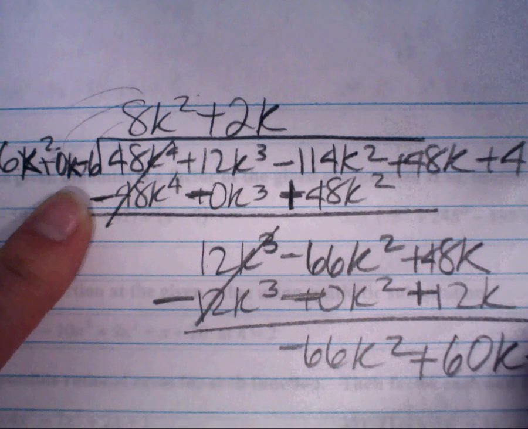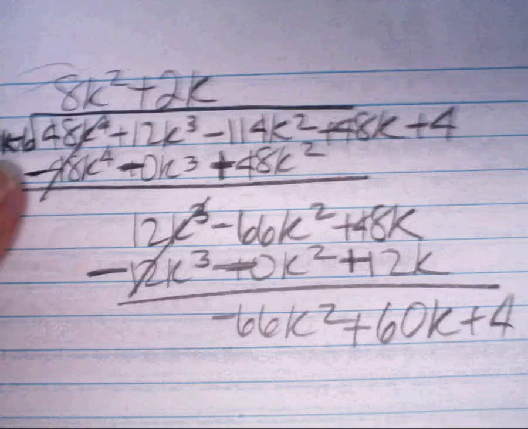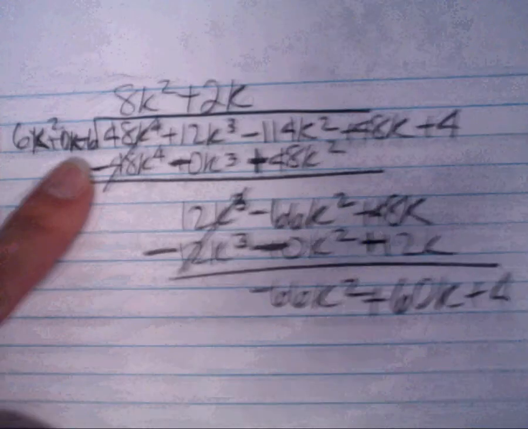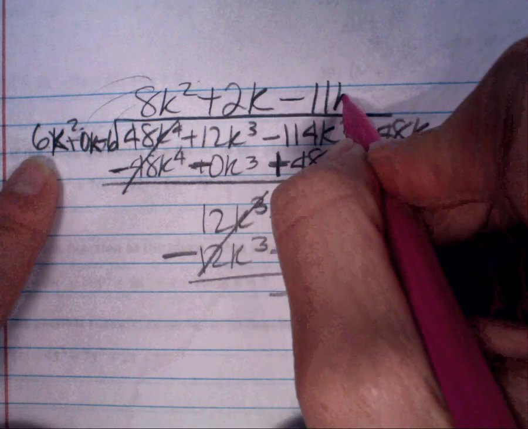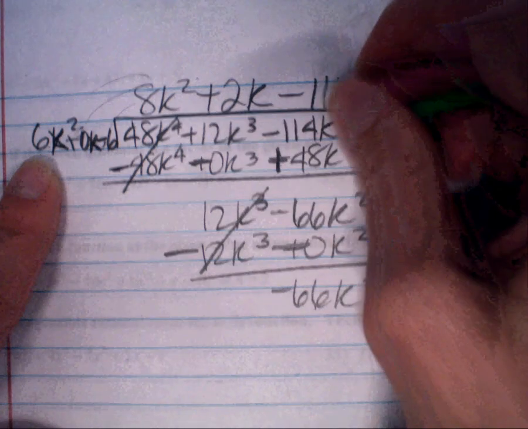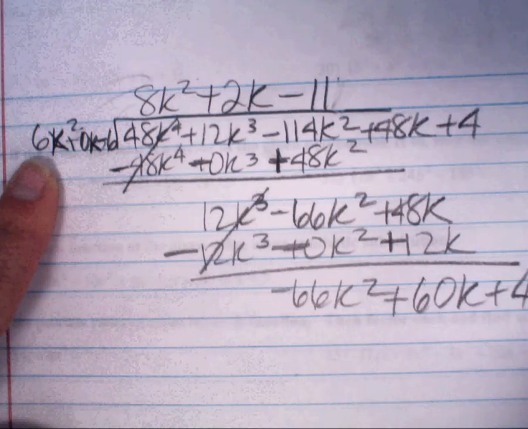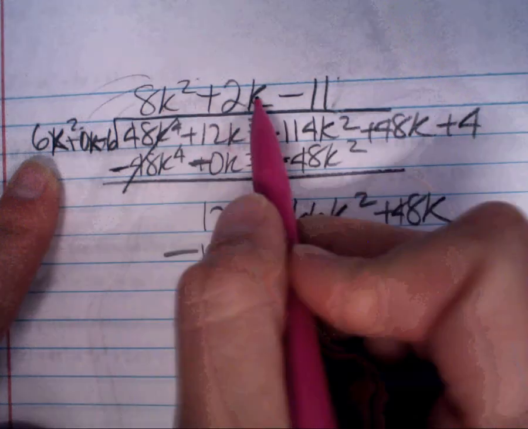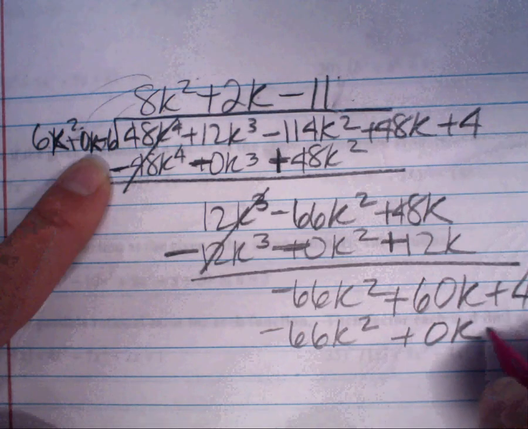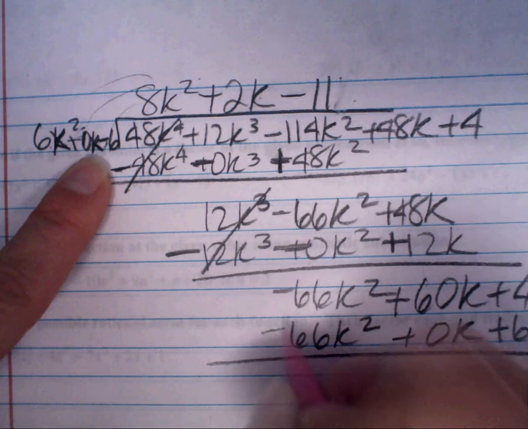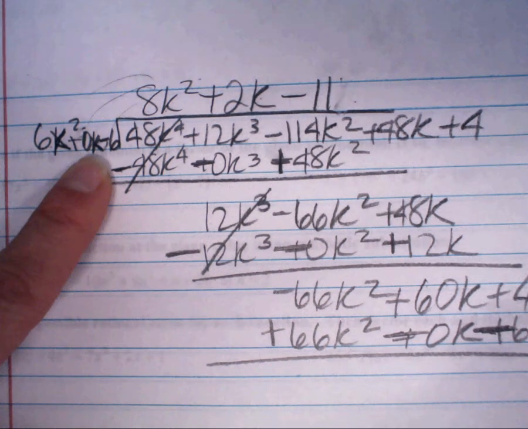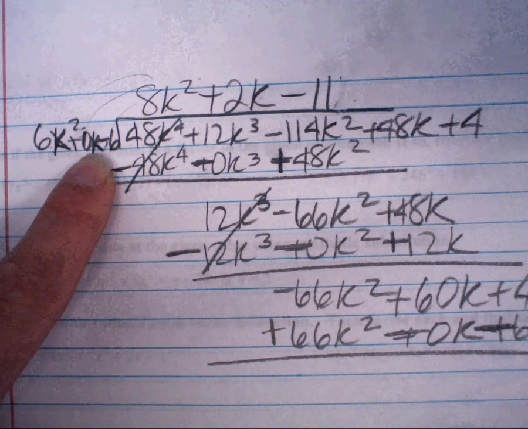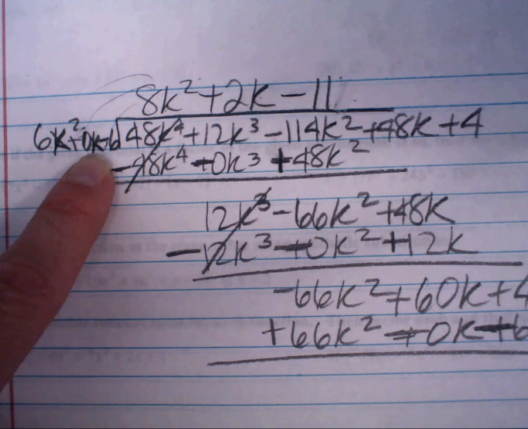Okay, and then we go through and divide again, so 6 and a negative 66 is negative 11, no k's, because remember in division it goes down by 1, so then negative 66k squared, 0k, plus 66, but then I make sure I go through and change my signs, so my remainder is, making sure I'm checking my work.